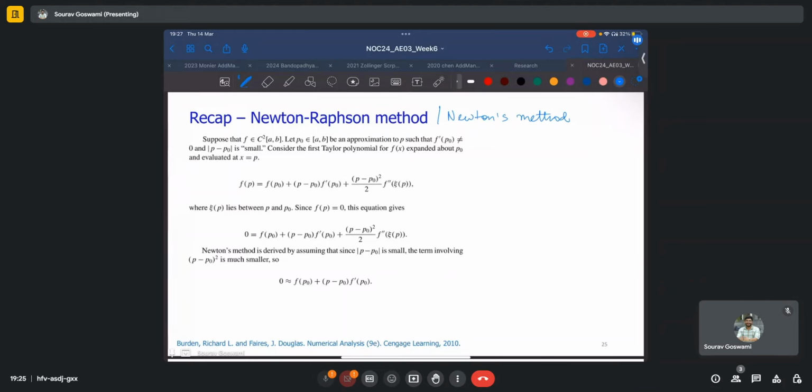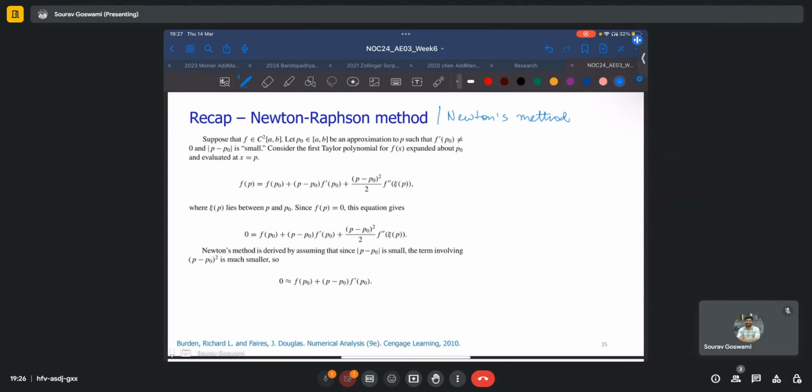The way it is formally stated is that suppose that f is continuous till the second derivative on the closed interval [a, b], and let p0 belong to [a, b] be an approximation to p, so that f prime of p0 is not equal to 0 and |p minus p0| is small. How small it is, is really an arbitrary definition. Often it might even be asked as user input, or it will have to be hard coded by you.